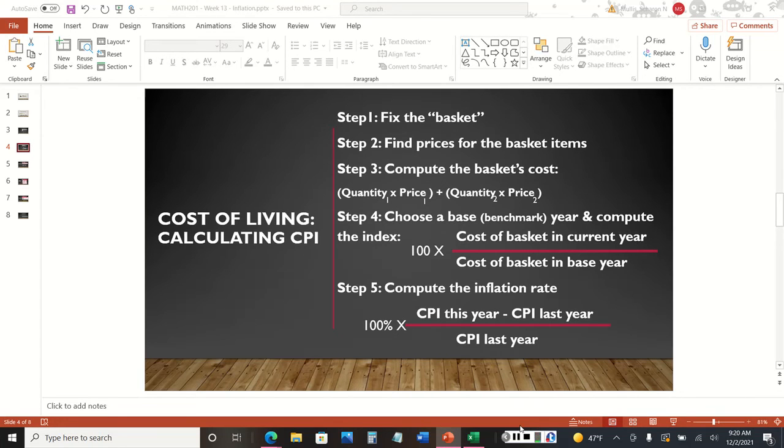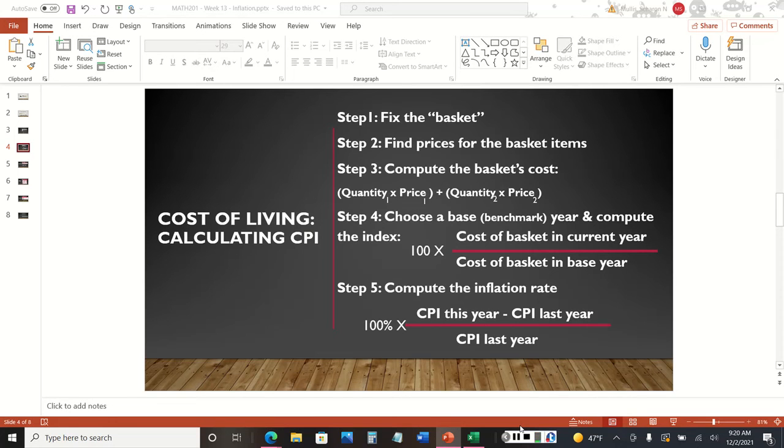The third step is to compute the basket's cost. Depending on how many items you have, you'll have quantity one times price one plus quantity two times price two. If you have three items, you add on quantity three times price three, plus however many other items and costs that you have.